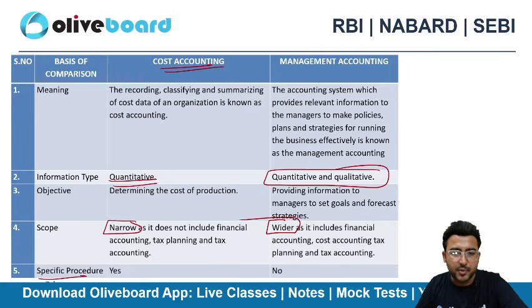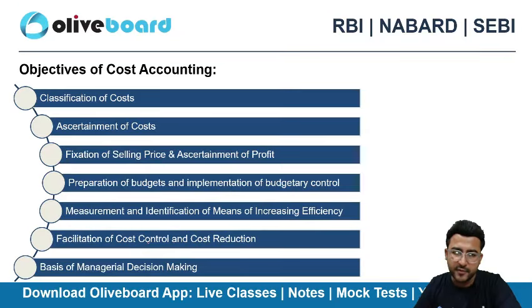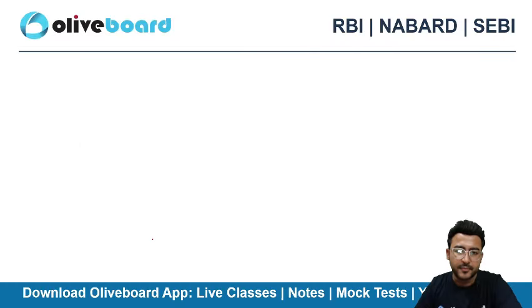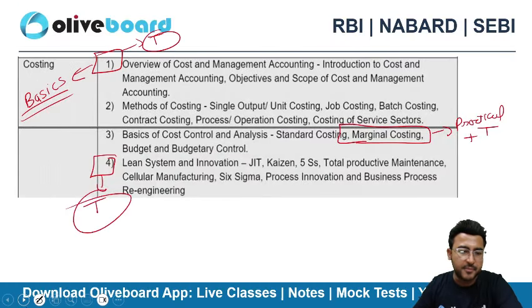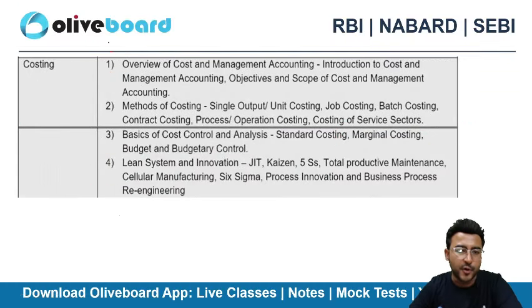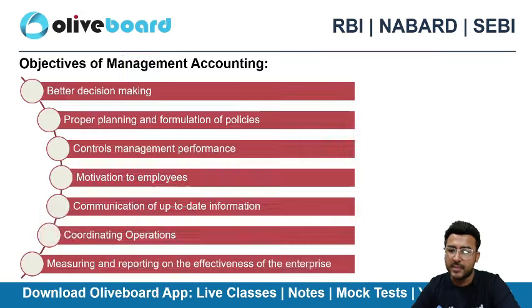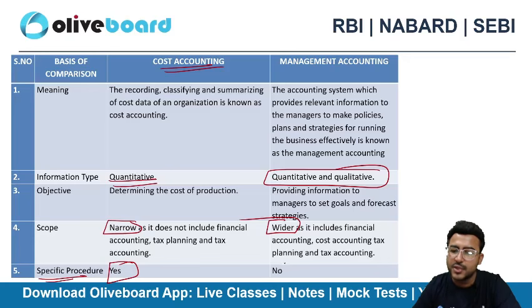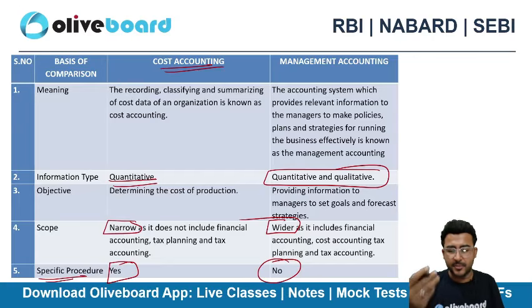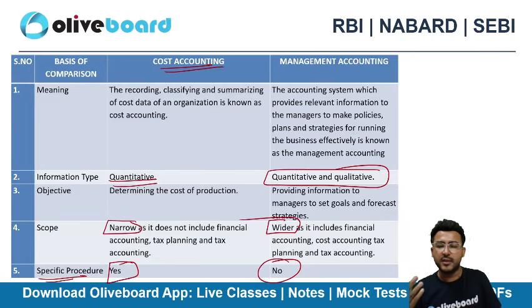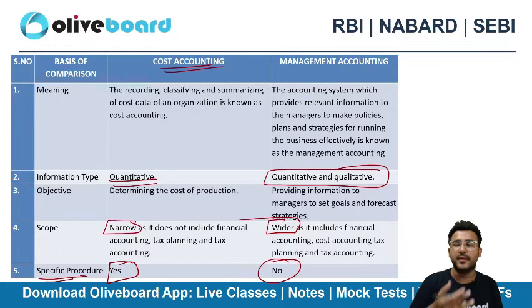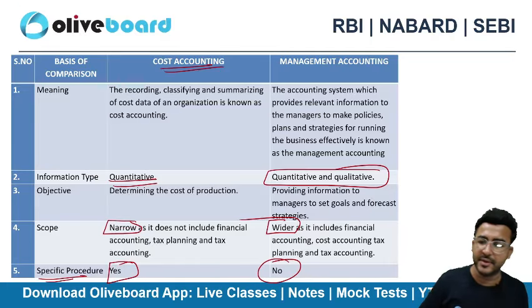Is there any specific procedure in cost accounting? Yes, we follow certain specific procedures. That's why we have a particular syllabus, because we follow a particular process. However, in management accounting, there is no procedure. You can record as you like. The whole aim is to give information to the managers so that they can take meaningful decisions. So there is no prescribed procedure here.